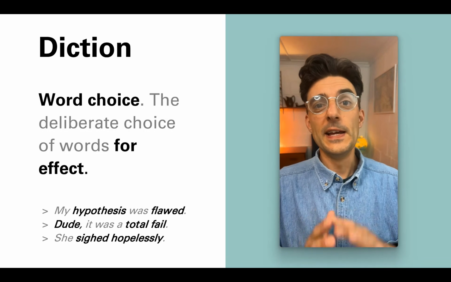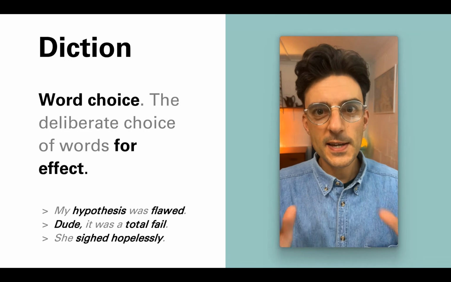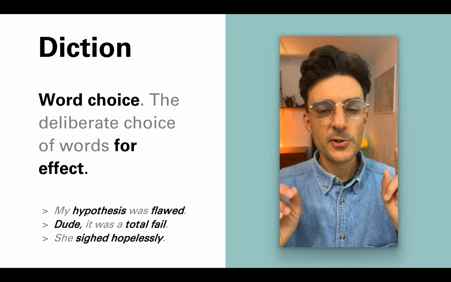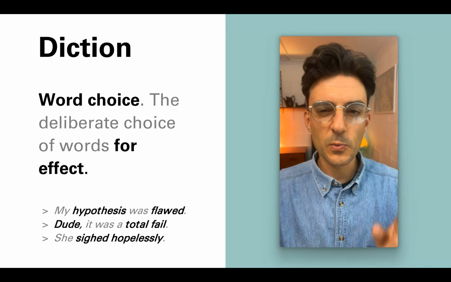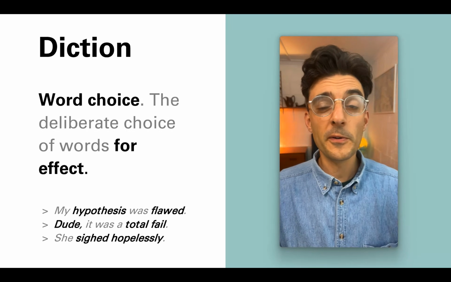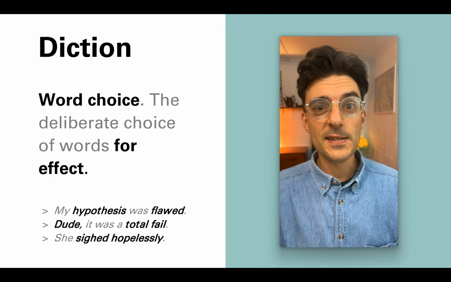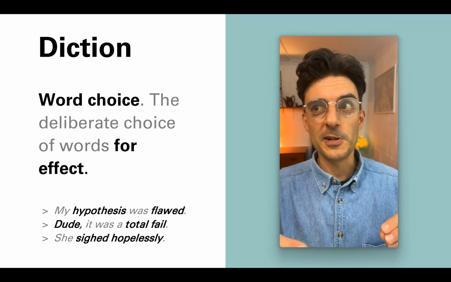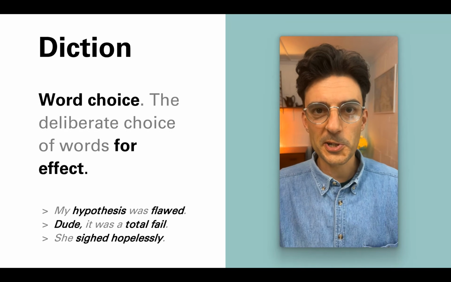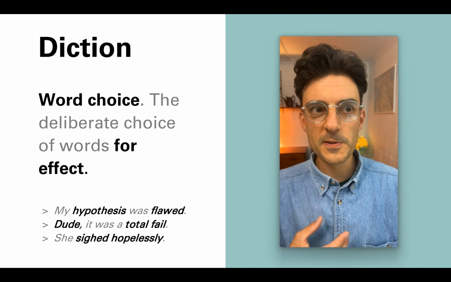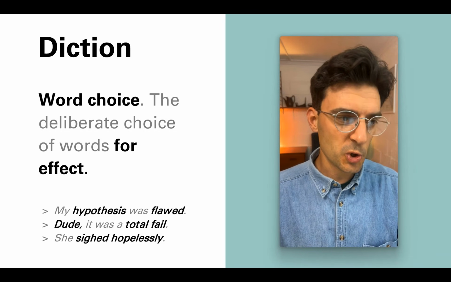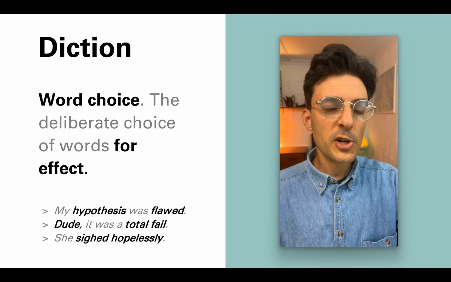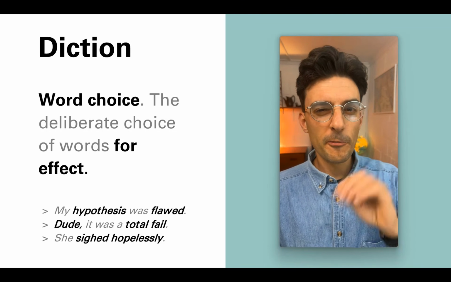Last but not least is possibly the easiest language feature to discuss because it's literally just word choice. We call it diction. If you want to remember it, it's really easy because if you expand diction to dictionary, well, what is a dictionary? It's a book full of words. That's going to help you remember that diction is all to do with word choice. This is the deliberate choice of words for effect.